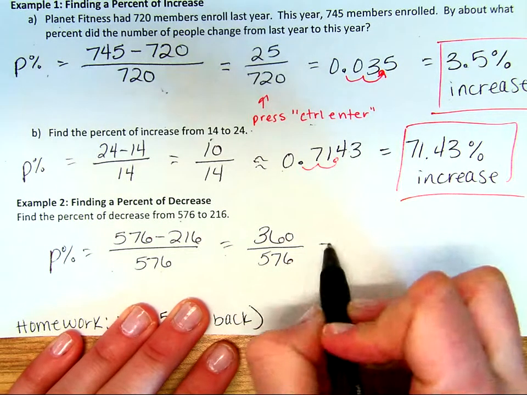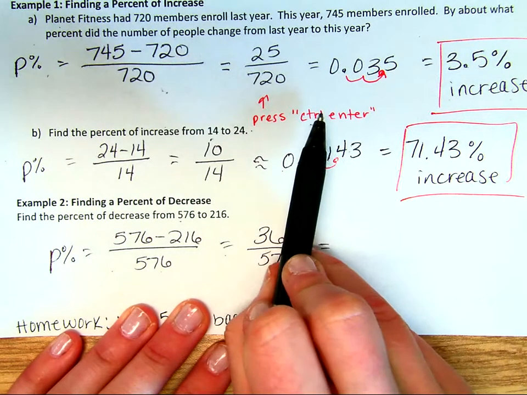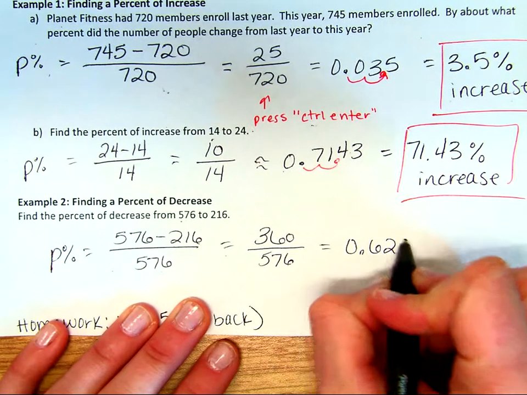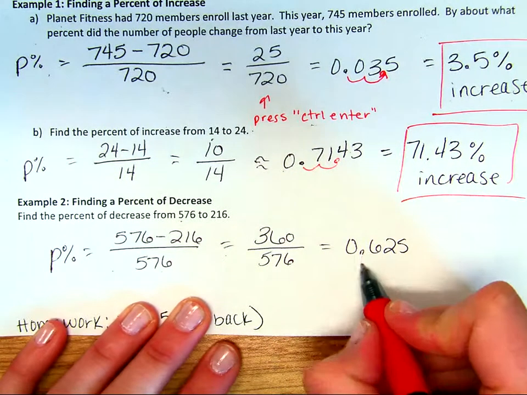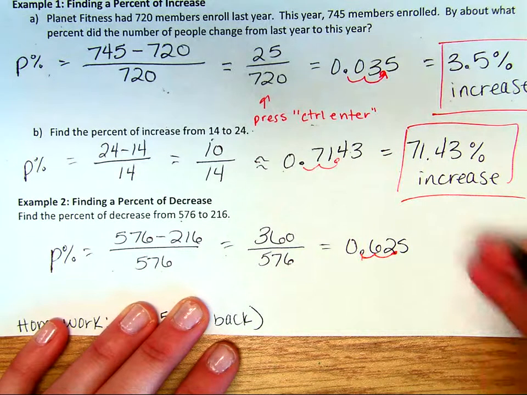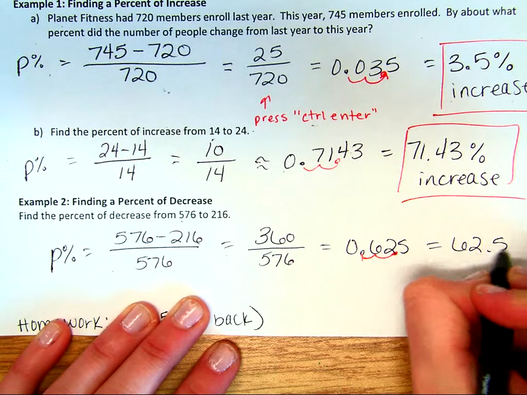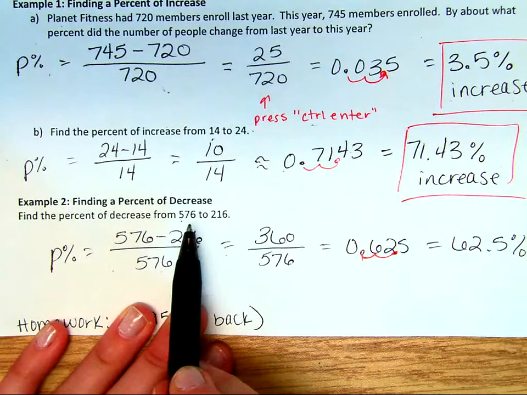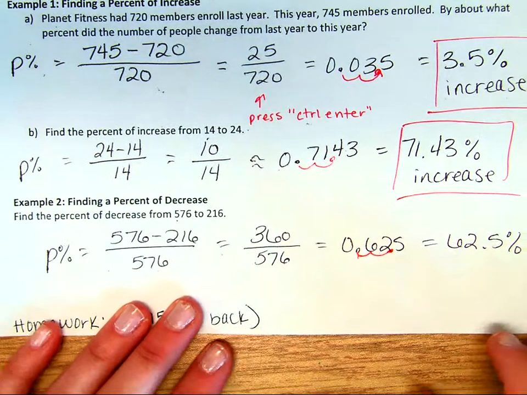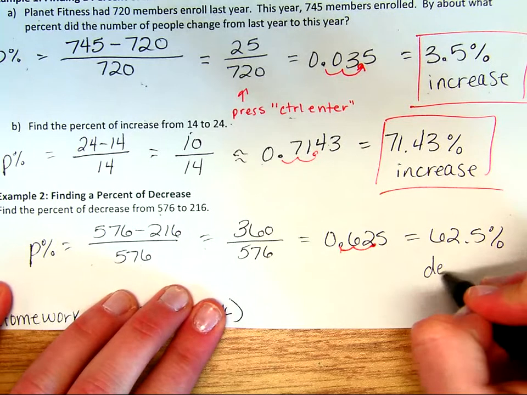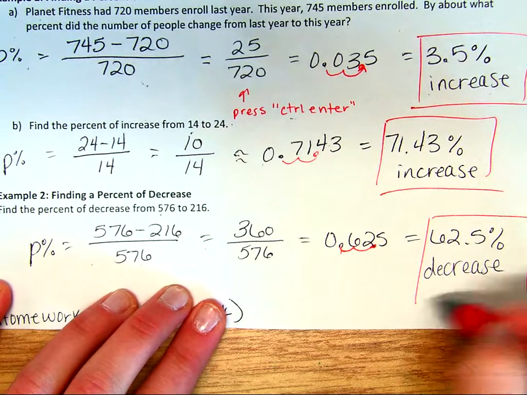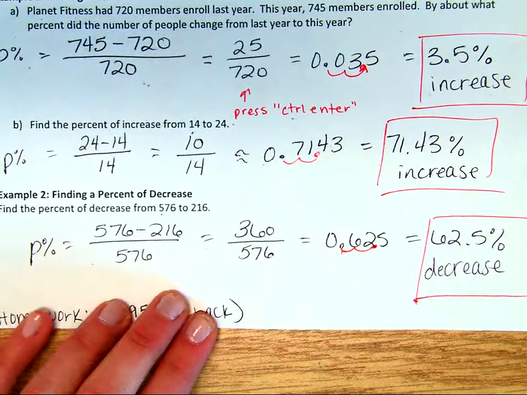When I type that in a calculator, press Control-Enter. I'm going to get 0.625, which when I switch the decimal to a percent by scooching my decimal, I get 62.5%. Now this number decreased. It went from a bigger number to a smaller number. So I'm going to put the word decrease after that. Okay? And that completes part 1.